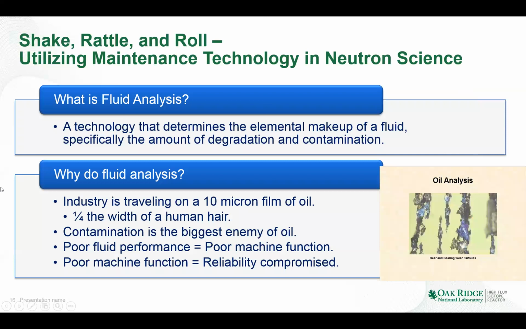Fluid analysis is basically the elemental makeup of a fluid, especially the amount of degradation and contamination in the fluid. I have a little slide here. This is, on the microscopic scale, particles that are in a fluid. And the thing about oil, people don't really think about, but industry is traveling on like a 10 micron film of oil, which is about a fourth of the width of a human hair. And if you don't have good fluid performance, you don't have good machine performance. And if you have poor machine performance, then the reliability of your facility is compromised.